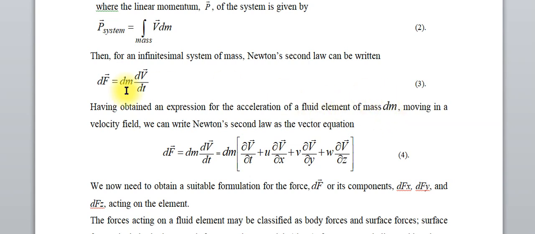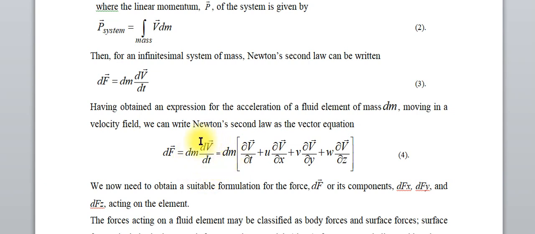What will be the acceleration of the fluid particle or the fluid element having mass dm, moving in a velocity field? Its velocity will be changing, so what will be its acceleration? We can write Newton's second law as the vector equation F is equal to ma. This is m, this dv by dt is a, so a very small force df is equal to dm dv by dt.